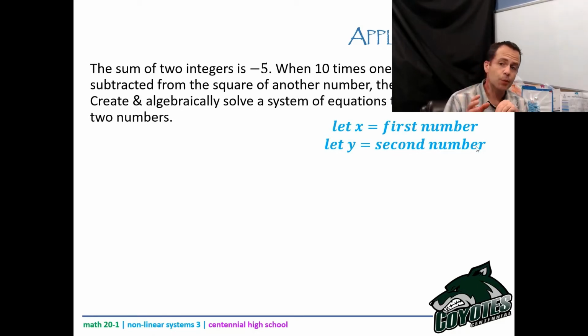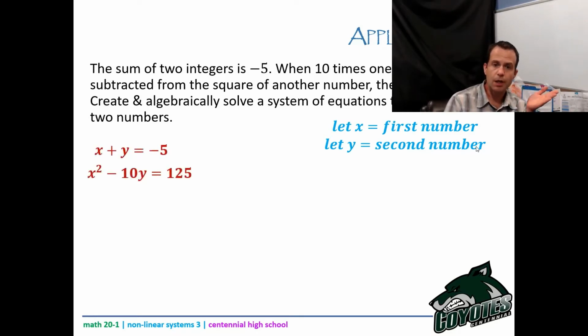Then the next statement said when 10 times one number is subtracted from the square of another number, the result is 125. So I have to square one of my numbers. I'm going to choose the X value to be the number I square, because I know what to do with an X squared, right? It'd be problematic if I introduce a Y squared right now, because we've got an X and a Y squared and we've never really dealt with that. Okay, so I'm going to go X squared minus 10Y, and then that'll equal 125. So my two equations are X plus Y equals -5 and X squared minus 10Y equals 125.